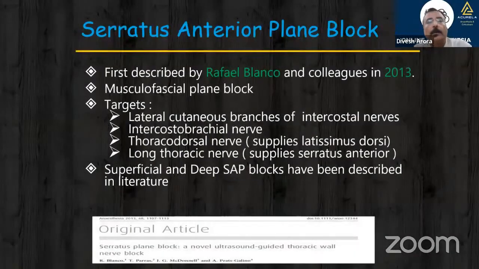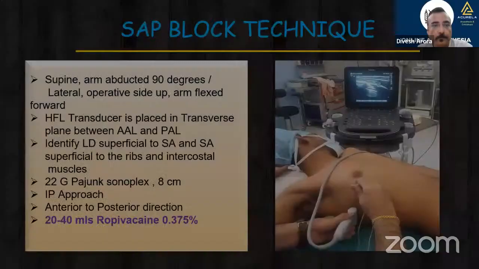So coming on to another block, which was described by Rafael Blanco and colleagues in 2013, that is the serratus anterior plane block. It is a musculofascial plane block again, and it targets almost similar nerves to those targeted by the PECS 2 block. Both superficial as well as deep serratus anterior plane blocks have been described in literature.